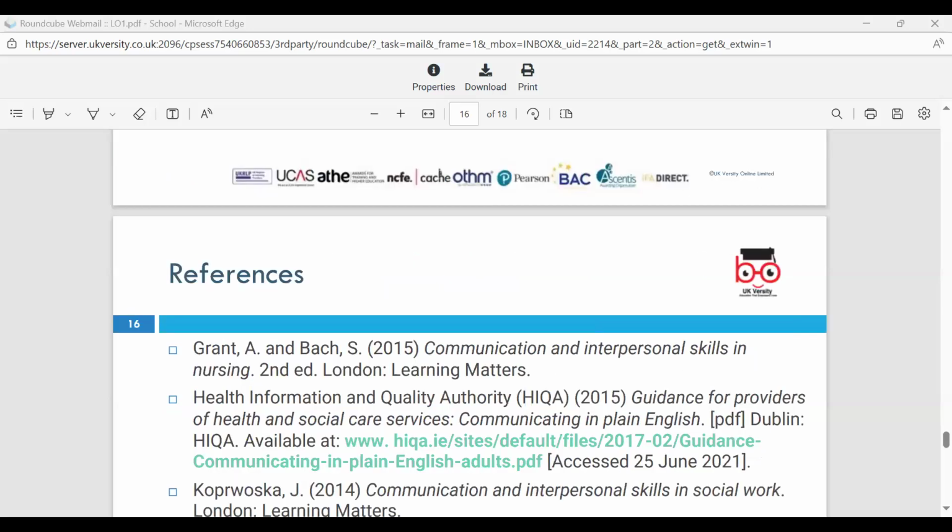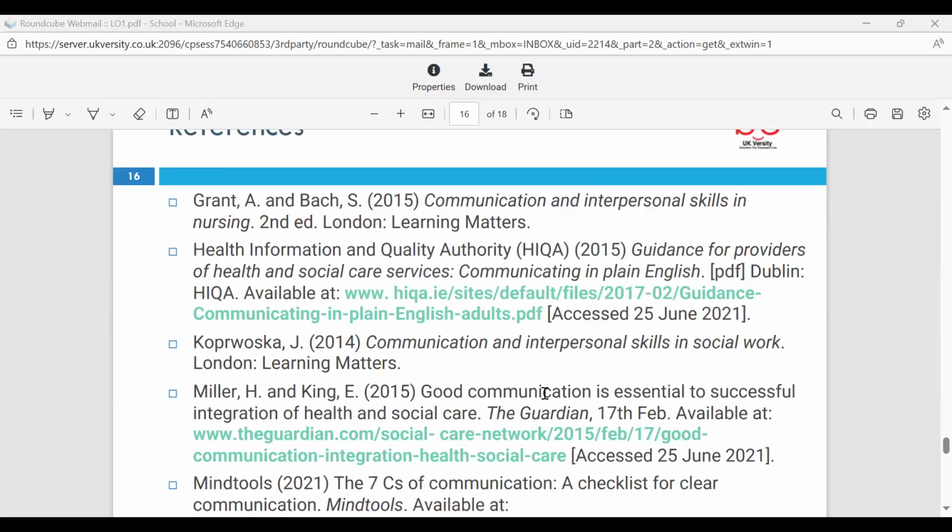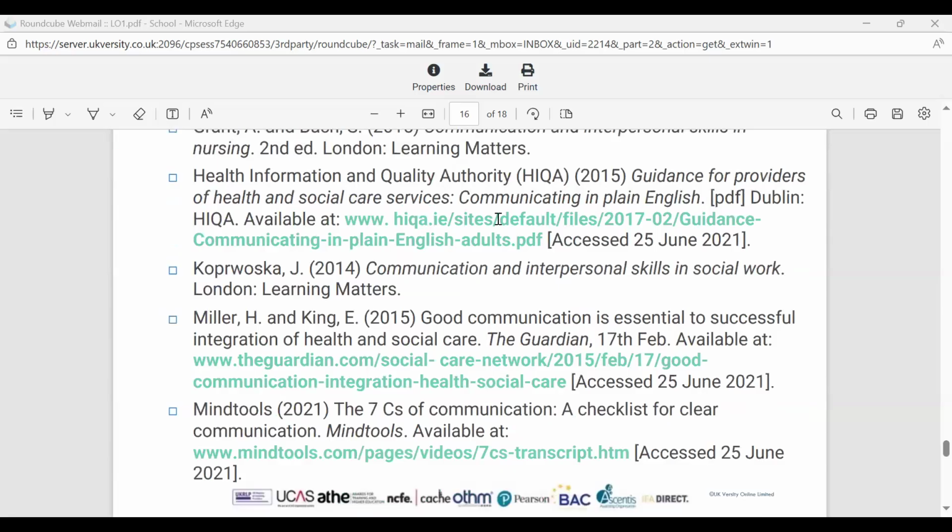So we've finished learning outcome 1, and these are the references we've used today. You can have a look at them in your own time, and there are links to the references as well. They're quite good reading for you to do.